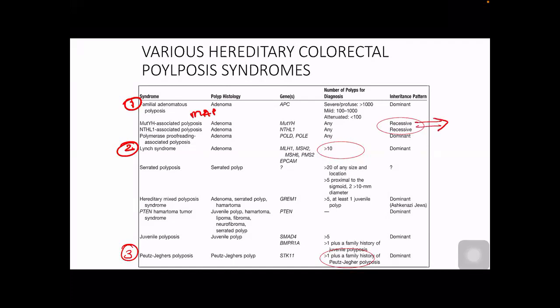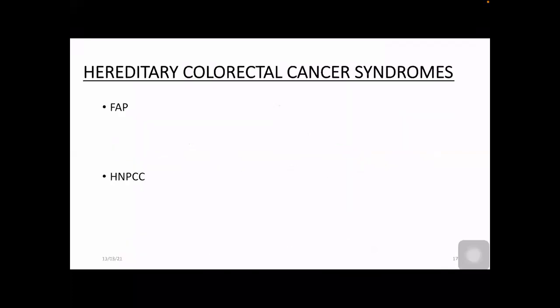So MUTYH-associated polyposis and NTHL1-associated polyposis both have a recessive mutation. Fine. This is the one important thing you must remember. Whereas most of the others, familial adenomatous polyposis, Lynch syndrome, all have an autosomal dominant mutation. Along with that, make sure you remember the gene involved in all these hereditary polyposis syndromes. So keep looking at the table. Sabiston has a very elaborate table over 2 pages. It's better to have a look at the Sabiston table for exam purposes.